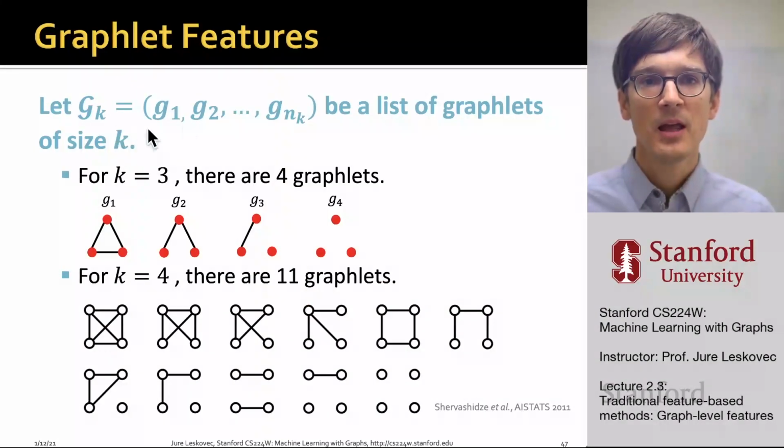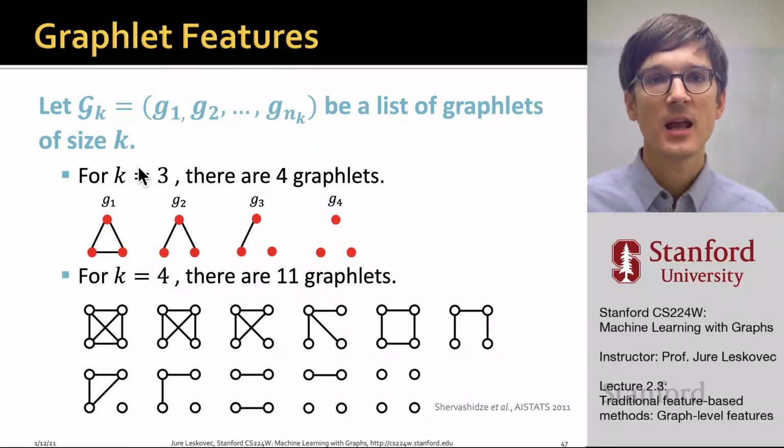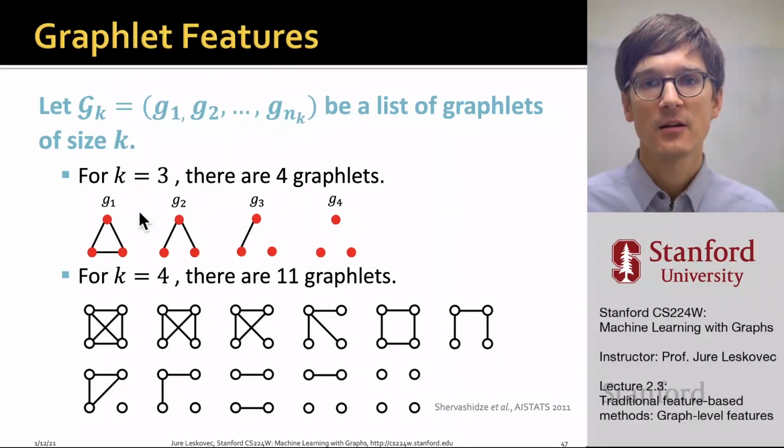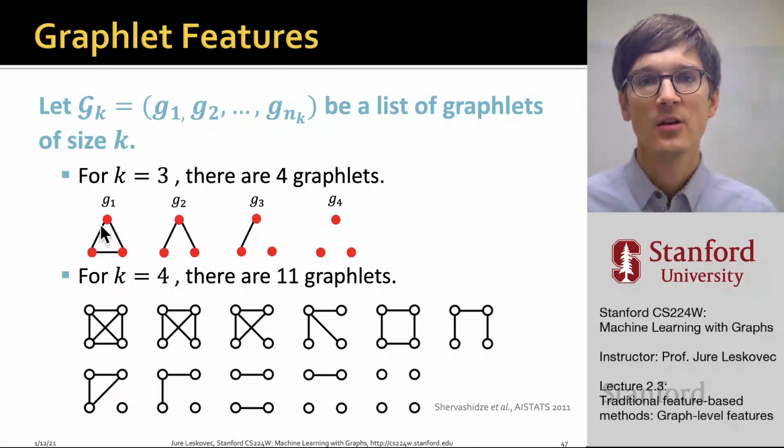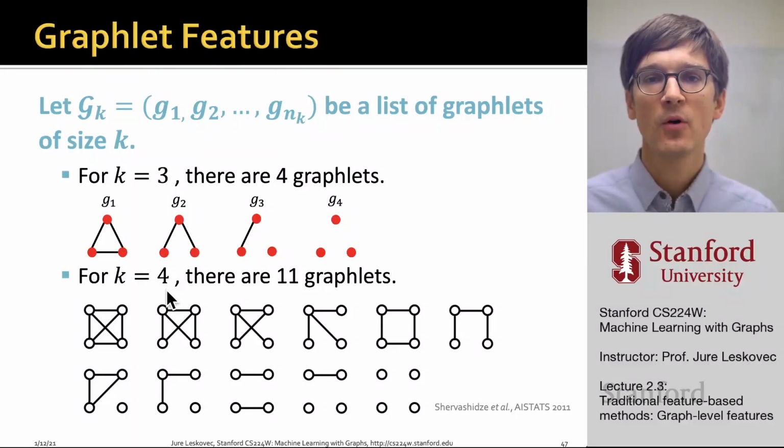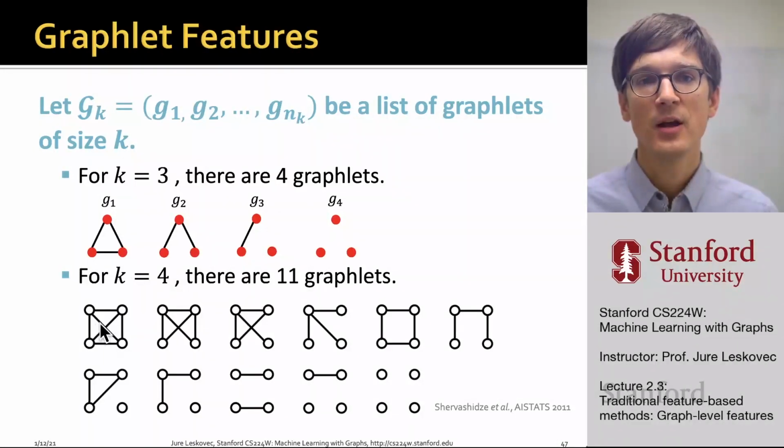So for example, if we have a list of graphlets that we are interested in, little g1 up to little g_{n_k}, let's say these are graphlets of size k, then for k equals 3 there are 4 different graphlets, right? There are 4 different graphs on 3 nodes, undirected: fully connected, 2 edges, 1 edge, and no edges. So this is the definition of graphlet in the graph kernel. And for example, for k equals 4, there are 11 different graphlets, from the fully connected graph all the way to the graph on 4 nodes without any connections.